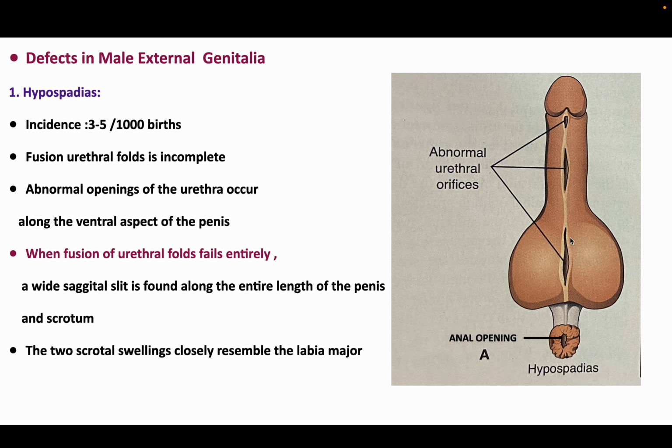When fusion of the urethral fold fails entirely, a wide sagittal slit is found along the entire length of the penis. Otherwise, the abnormal urethral orifices may appear in here. The two scrotal swellings closely resemble the labia majora.